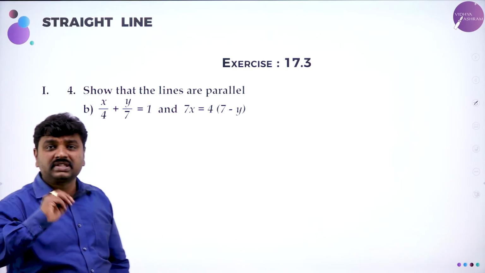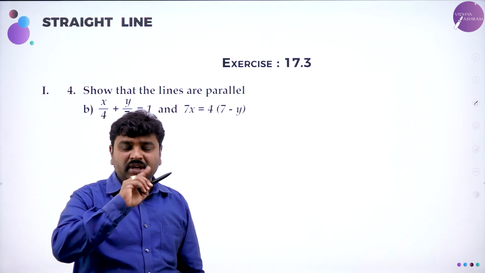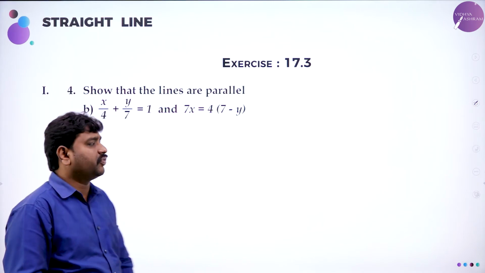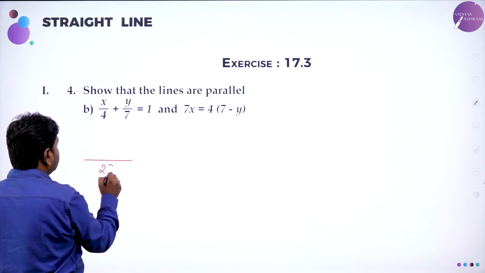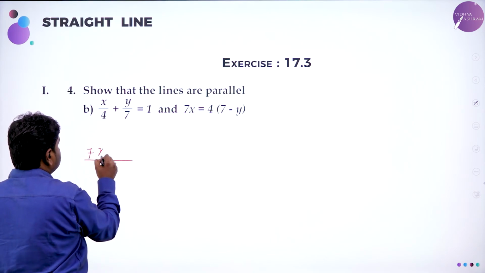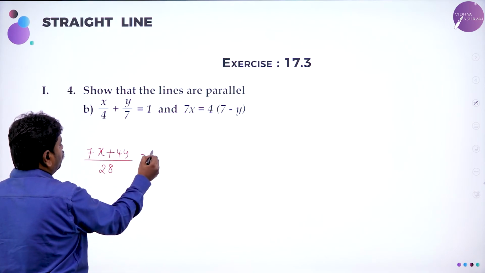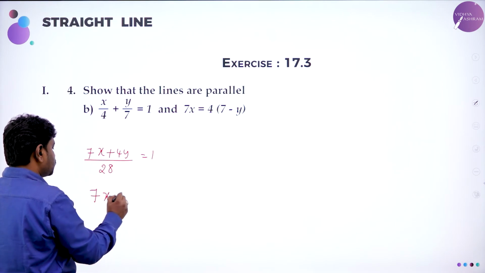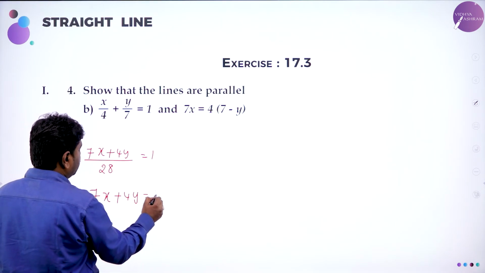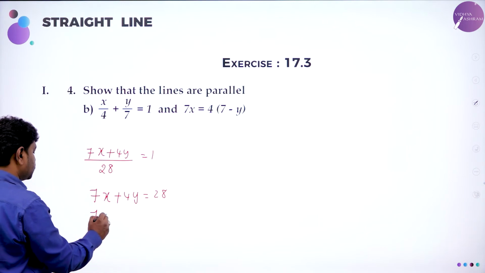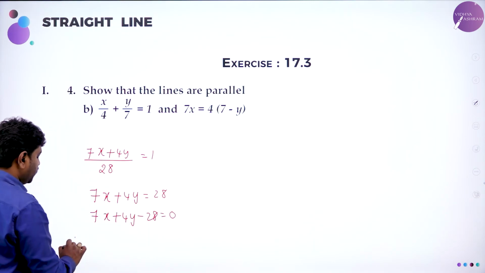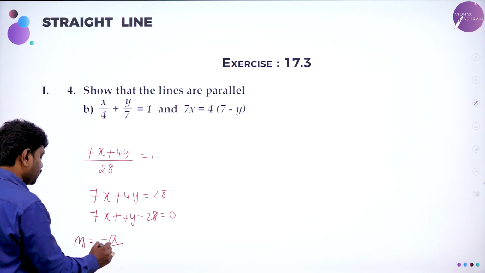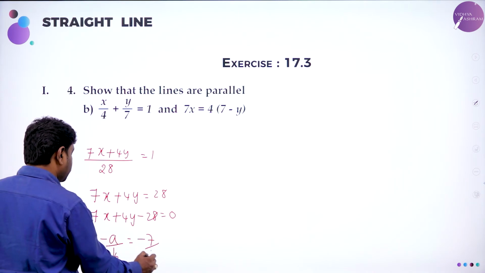Next, they give two lines like this. Here you should observe lines are not in general form. To solve any problem, first of all, the line should be in general form. So I'll take the first line, take LCM. 7 4s are 28. Cross multiply. 7x plus 4y is equal to 1. Further, I can write it as 7x plus 4y is equal to 28, or 7x plus 4y minus 28 equal to 0. Now find m1.